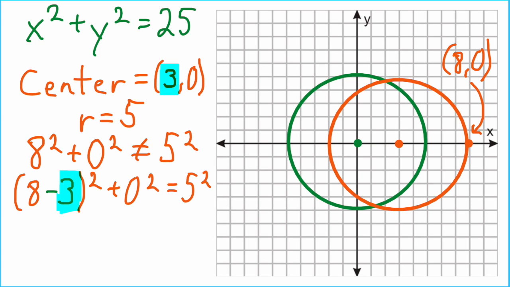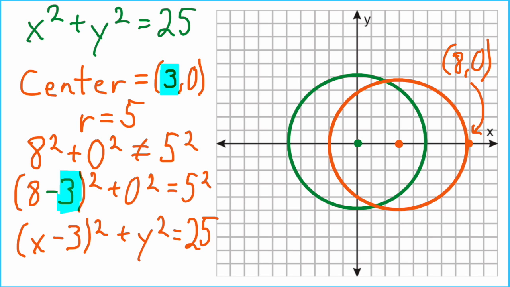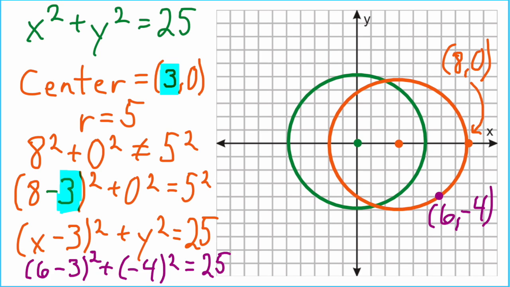So if we want to write the equation of the orange circle, it's (x minus 3) squared plus y squared equals 25. Let's go ahead and make sure that it works. It looks like the point (6, negative 4) is on our orange circle. Let's plug it into our formula. If we have (6 minus 3) squared, that would become 3 squared. And then our negative 4 squared would become 16. And we get 9 plus 16 equals 25, and it works out.